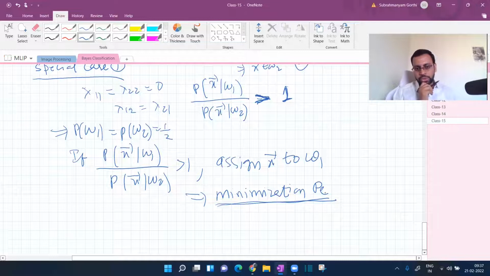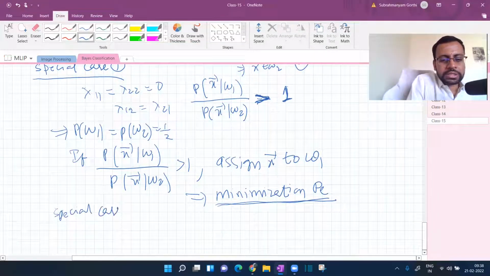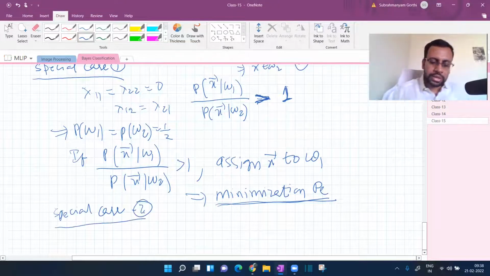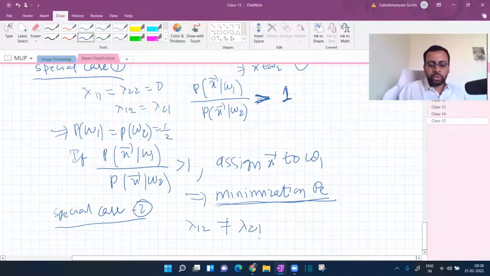Okay, now let's do something else. Another special case we would get. Now this special case 2, which I will consider, is lambda 12 not equal to lambda 21. That's what I would consider.